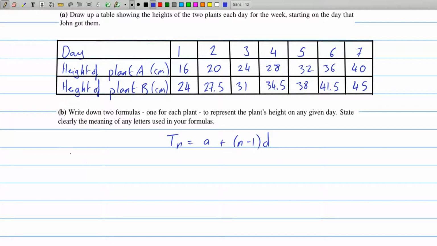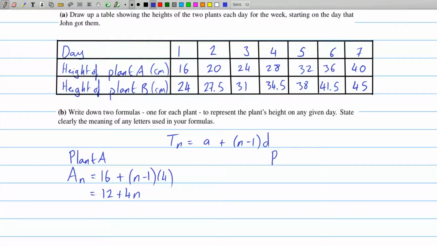So let's say we're looking at plant A first of all. I'm going to say the height of plant A is going to be an. A being the first term is 16 for plant A, plus n minus 1 times the difference, that is, what's it changing by each time, in this case 4. So when we try and simplify that, we're going to get 12 plus 4n.